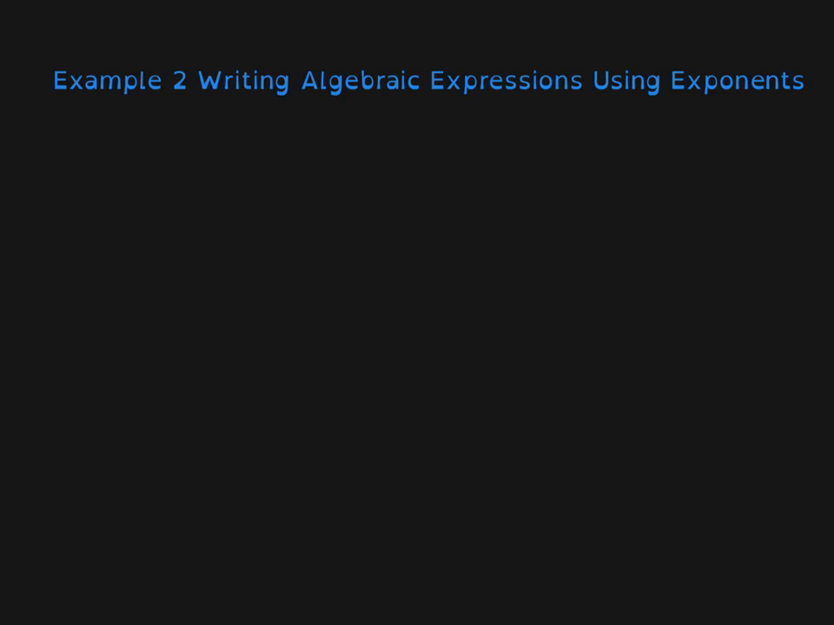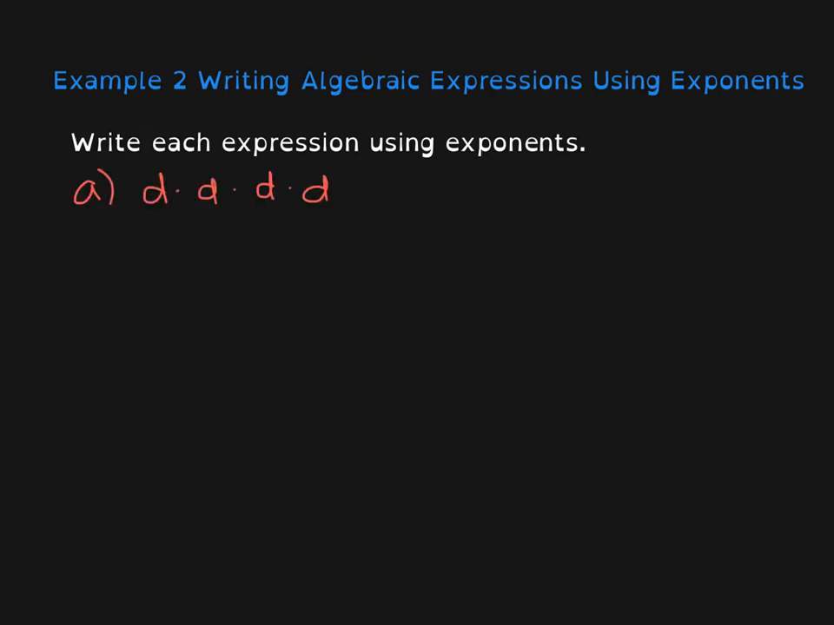Example 2 is writing algebraic expressions using exponents. So the directions would be like, write each expression using exponents, and this would be what one of your questions would read. So just like if we were using numbers, we have d times d times d times d, and notice how we're using the dot in the middle? That's representing our multiplication sign, because if you look back a couple of examples, there was an x used, so we're not going to use the x anymore.